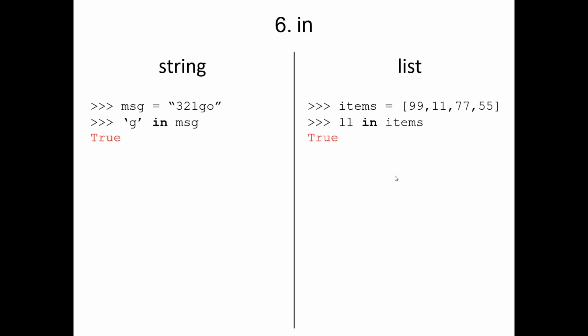All right, next operator is in. We've already seen the in operator with the for loop, but this is just going to ask the question, is there a G in message? And there is, so this is going to be true. Same deal with lists. I can ask, is there an 11 in this list of items? Yes, there is. It's right there. That'll give me true. Is there a Z? No. Is there a 10? No. Both of those are false.